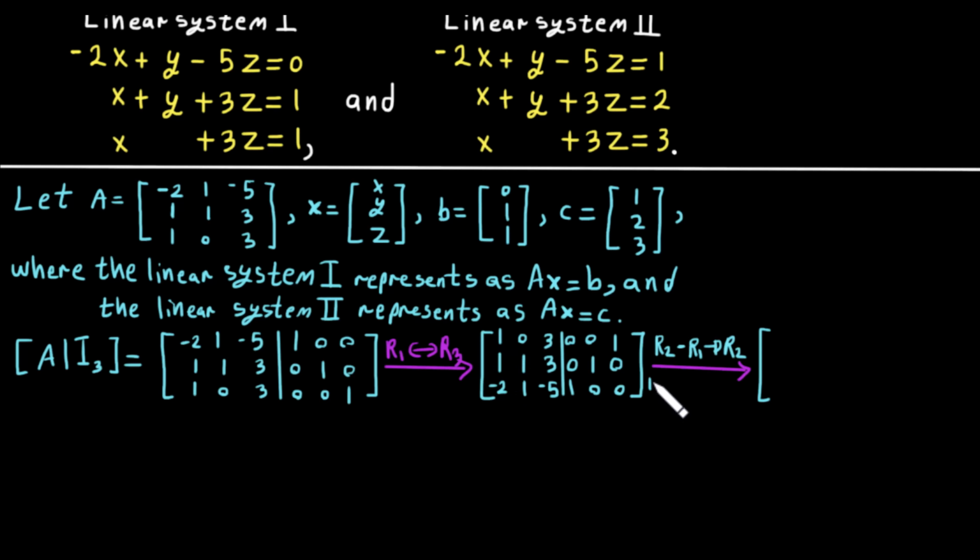So row 3 plus 2 multiplied by row 1 in row 3. So row 1 remains the same. So I will speed it up to write this row first.